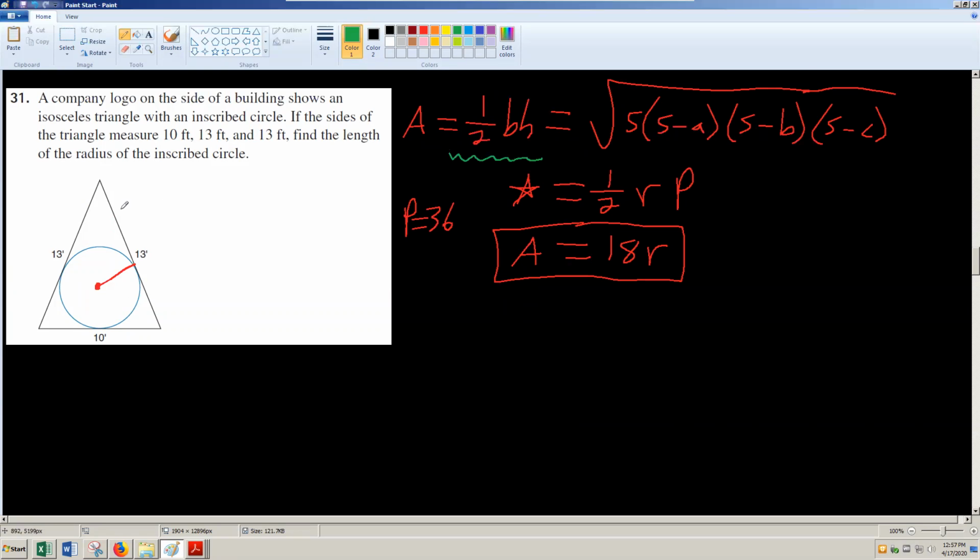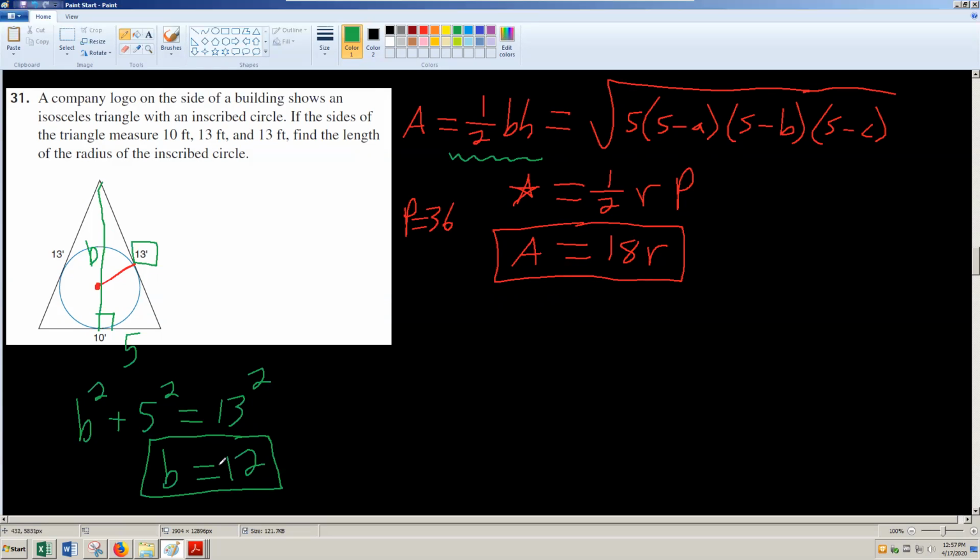So let's look at 1/2 base times height. If I have an isosceles triangle, then I should be able to drop an altitude down like this. It'll split the base into 5, and then this is 13 here for my hypotenuse, and then I have a right angle. I'm trying to figure out this height here. Let's just call it b. I don't know what it is, but I know b squared plus 5 squared equals 13 squared. I do my Pythagorean theorem stuff, and I get b equals 12.